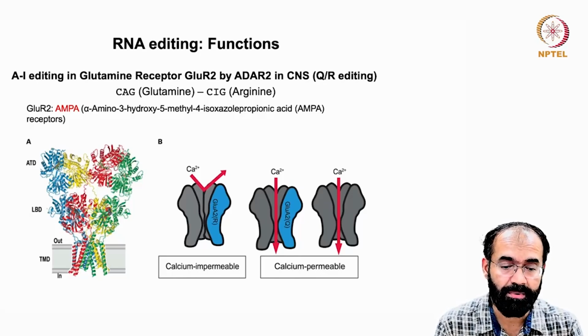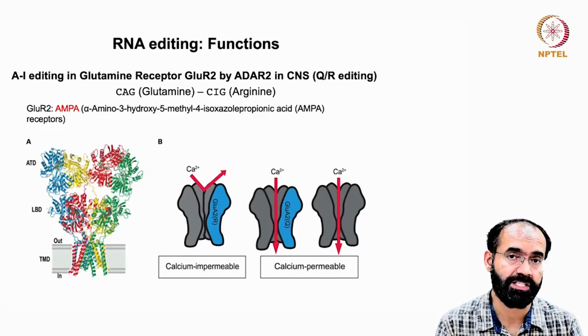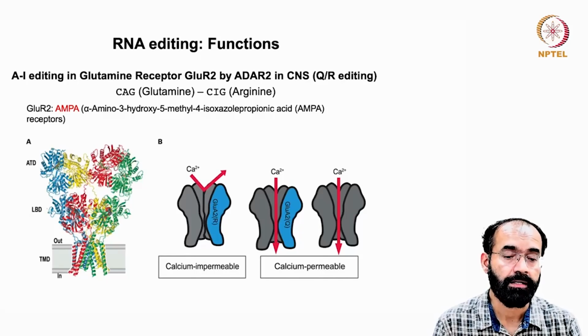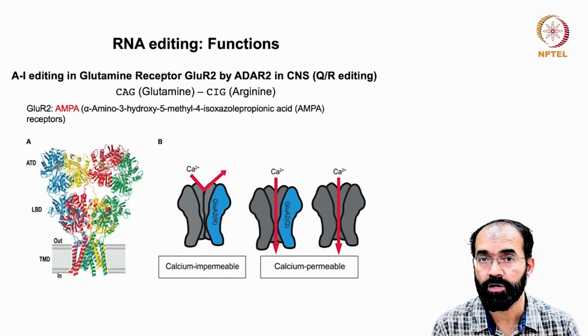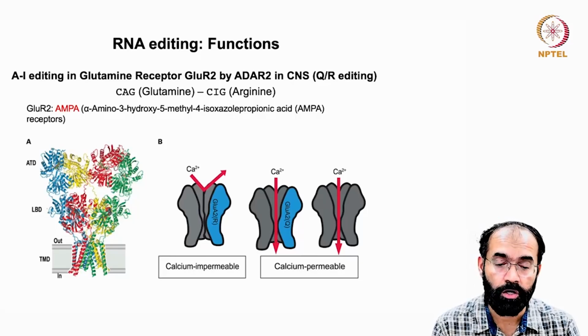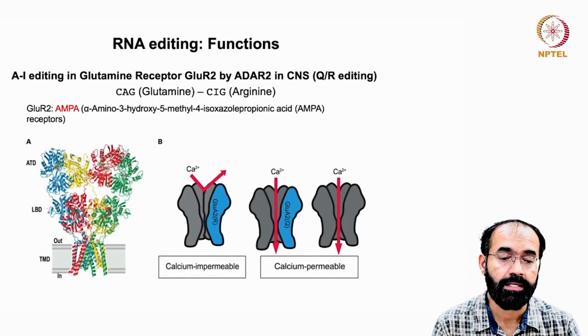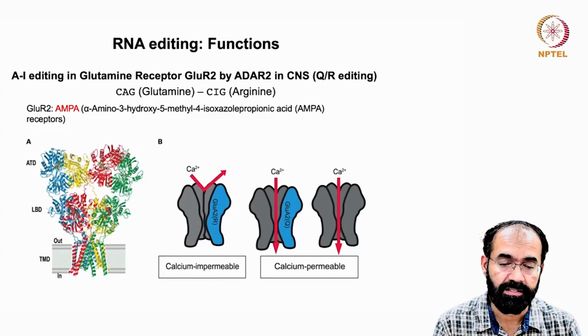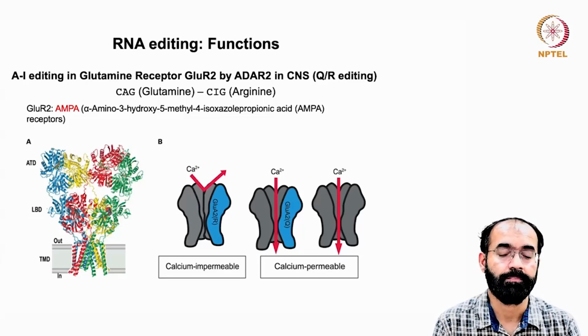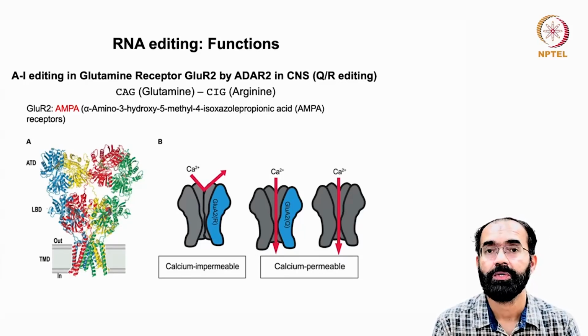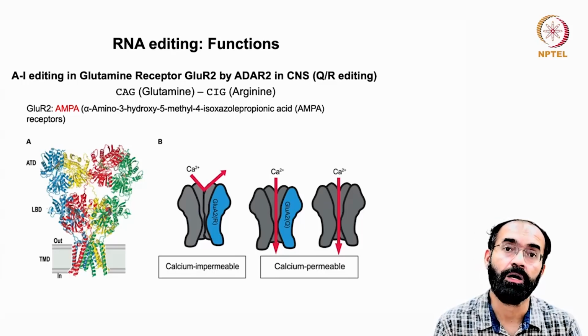That glutamine should have been there, that single letter code is Q. If glutamine is there, that is the normal situation, where the gene encoding GLUR2 gives rise to the GLUR2 subunit protein, and normally it is supposed to contain glutamine, written as Q. This is what the protein you should get. And this subunit, if it comes into the AMPA receptor, will allow calcium ion.